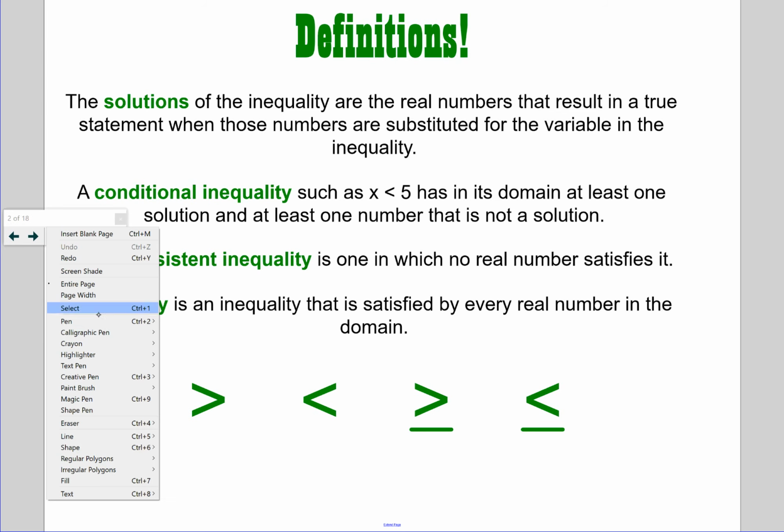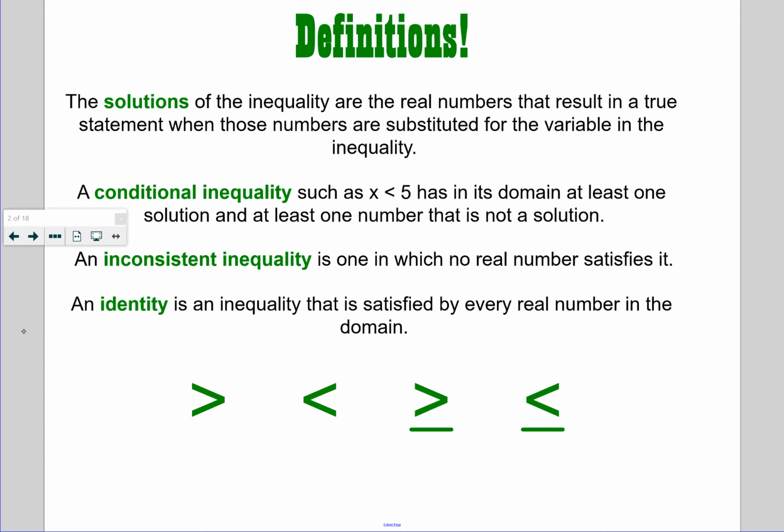There are some special cases that you may encounter on your homework as far as inequalities go. First of all, a conditional inequality is an inequality that has at least one solution, and most of the problems that you solve will be that. Those are just our regular cases. We have a type of inequality that is called inconsistent, and that is where no real number makes it true. So those are our no solution problems. And then finally, we have a type of inequality called an identity. An identity is where every real number would give us a true statement. So that's our infinitely many case.